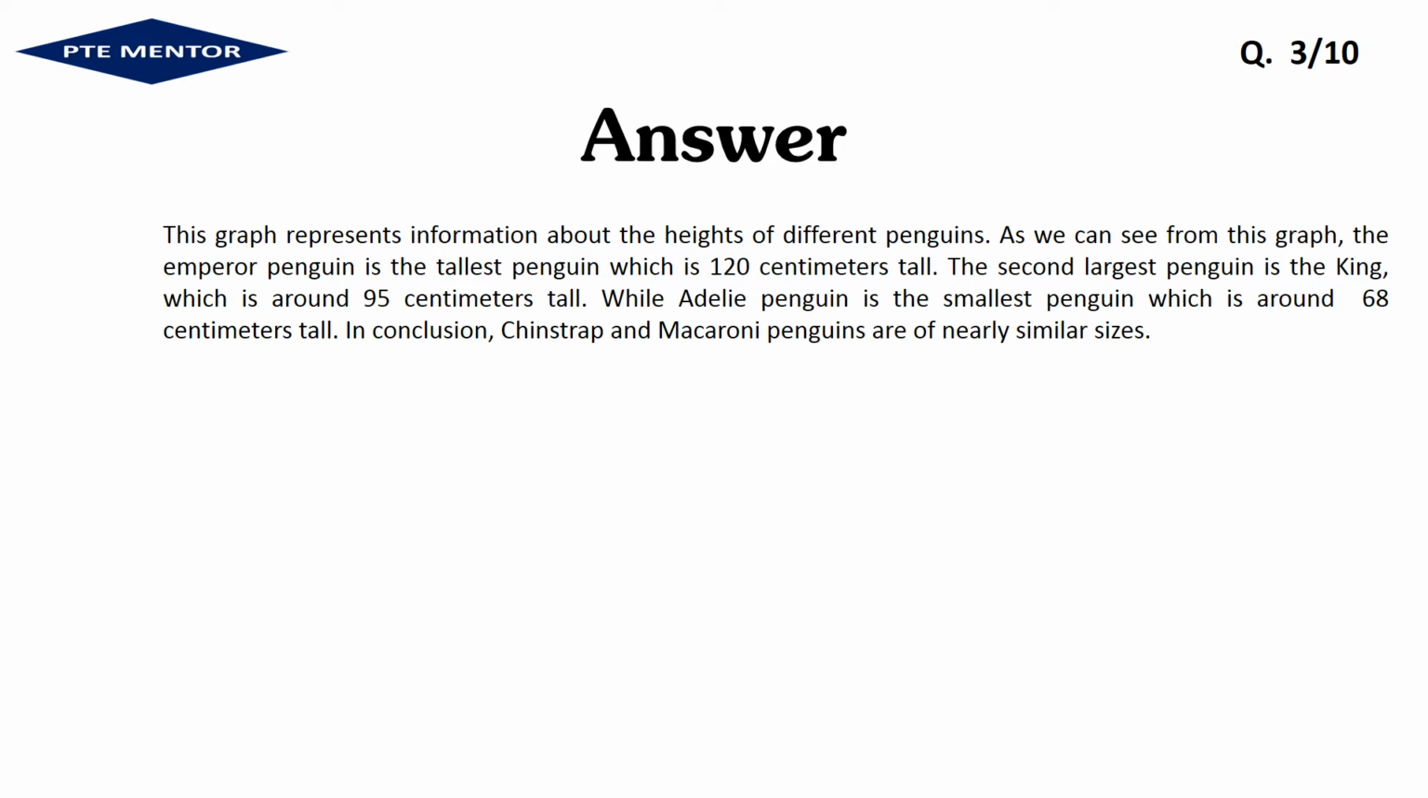This graph represents information about the heights of different penguins. As we can see from this graph, the emperor penguin is the tallest penguin, which is 120 centimeters tall. The second largest penguin is the king, which is around 95 centimeters tall.